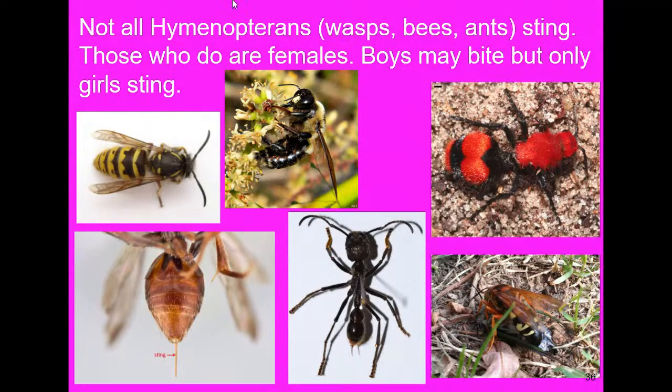Okay. The wasps, the bees, and the ants can sting. And only the females, but most of the ones you come across are going to be females. The ones that are boys can bite, but only the girls can sting. The sting is a modified egg-laying structure, the ovipositor, but they can also use it to defend themselves or use it as a weapon. But this one is a pretty good close-up of a fairly long stinger. I think that might be an ant. And there's one of the ants with, yes, a fairly impressive sting.